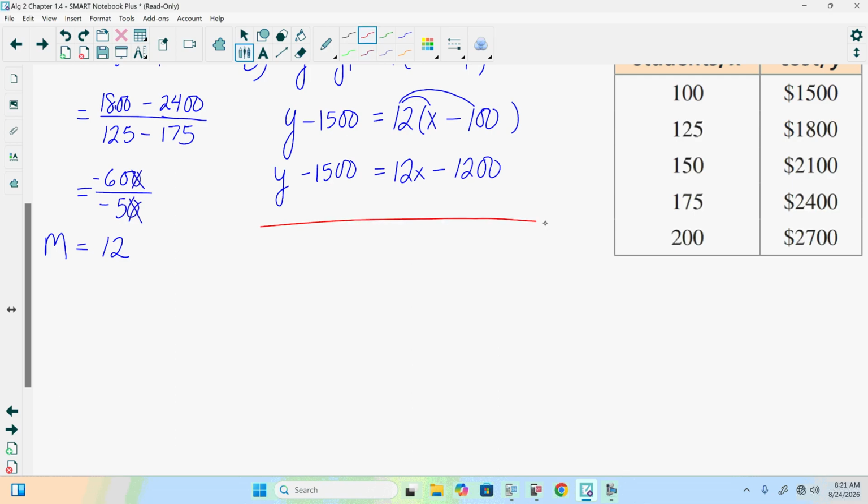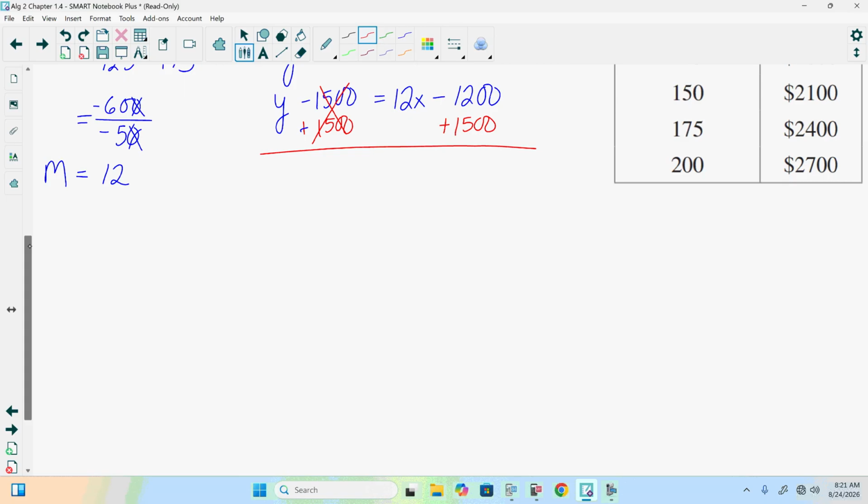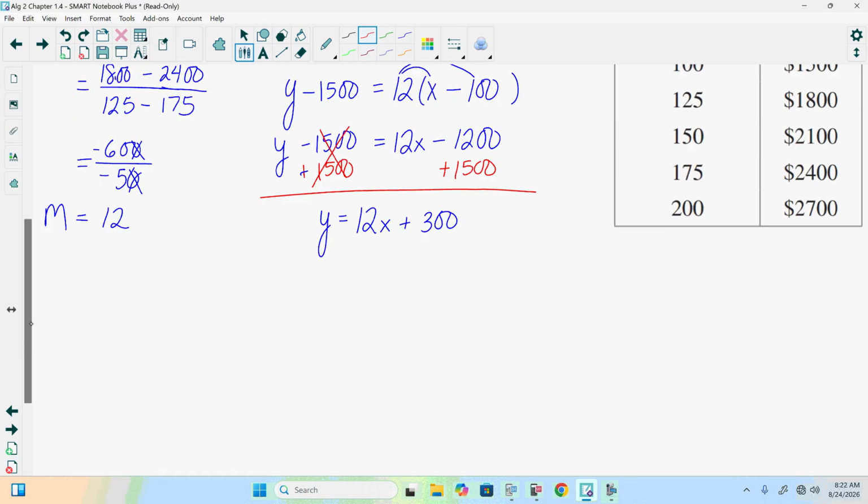We finished doing that. Now we need to get y by itself. We can add 1500 to both sides because negative 1500 plus 1500 would be 0. That does give us y by itself. We still have our 12x. But negative 1200 plus 1500, 15 minus 12 is 3. So we have 300.